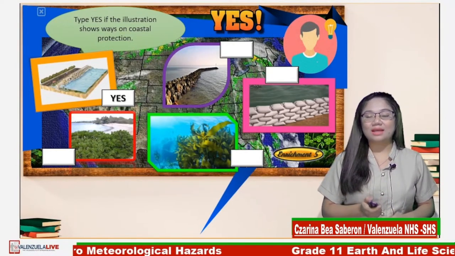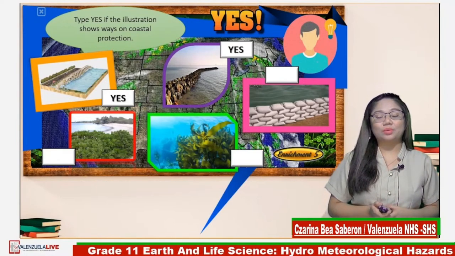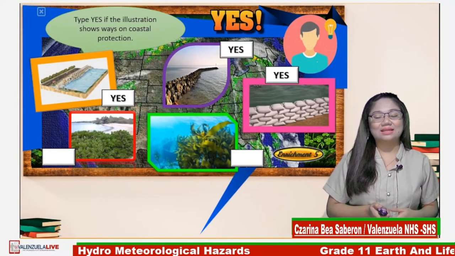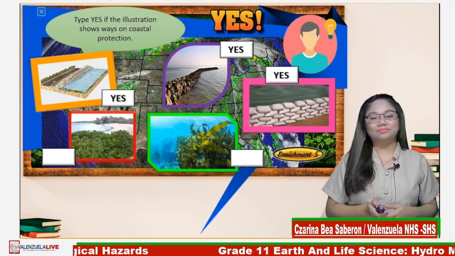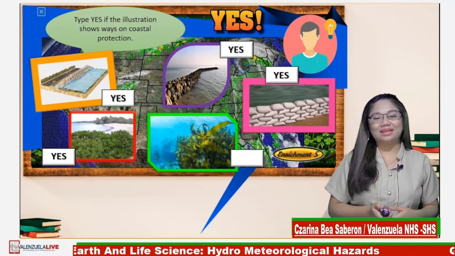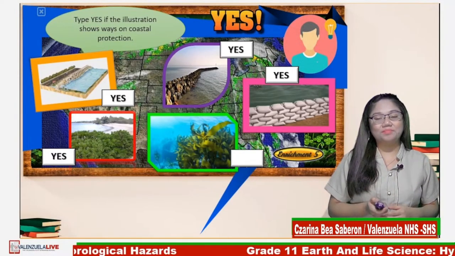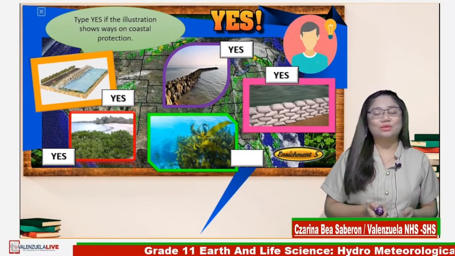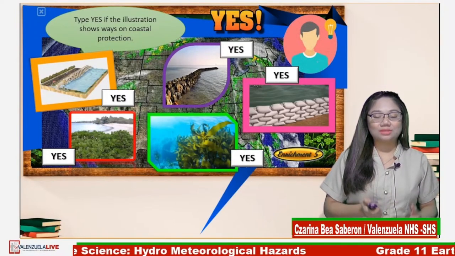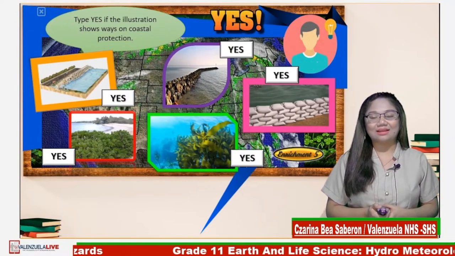The second one, the answer there is also yes, and that is what we call breakwaters. The third one, if you answered yes, you got it correctly, you are doing a good job, because that is sandbags. Next, we have the red one. If you answered yes, once again, you got it correctly, and this is what we call planting vegetation. And then last one, that is seaweed. Definitely you should have answered yes because it is one method of protecting our coast, because seaweeds can reduce the speed of the current that could promote coastal erosion.